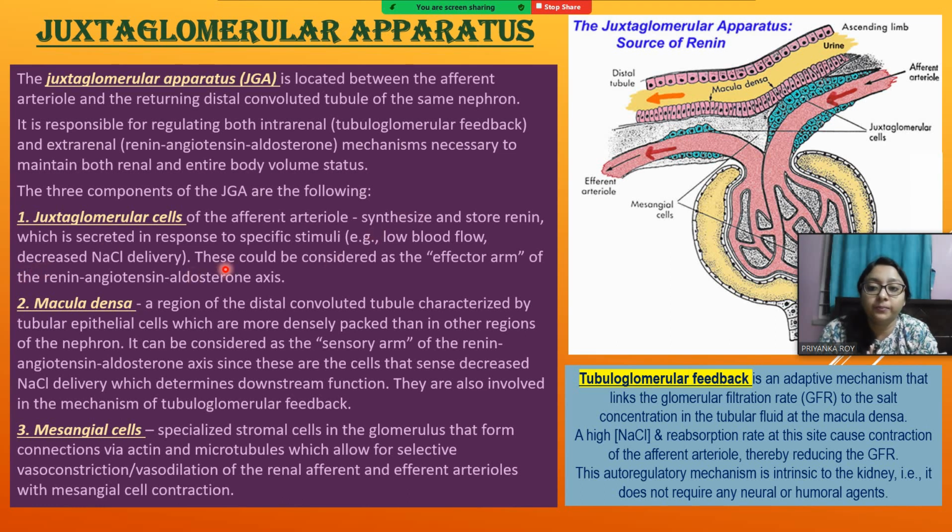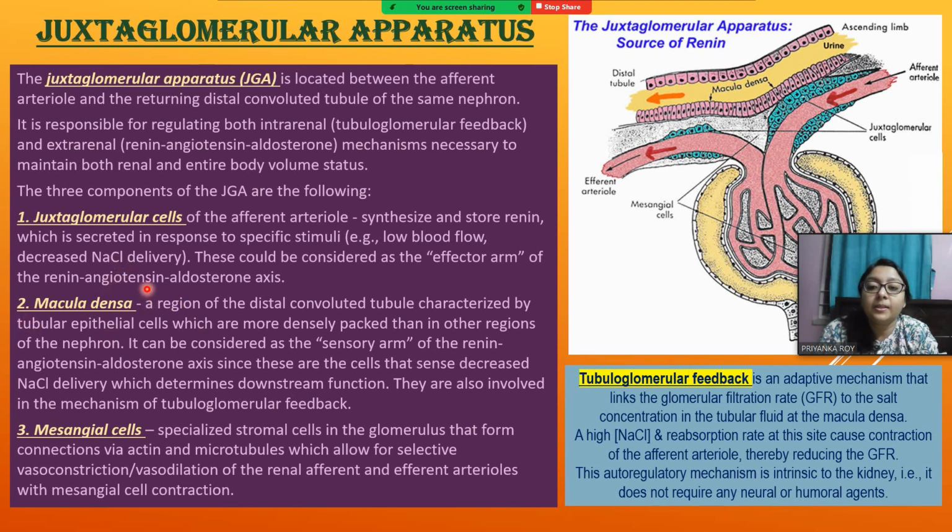So in response to specific stimuli like low blood flow or decreased sodium chloride, the juxtaglomerular cells are triggered to synthesize and store renin. Renin is an enzyme, and it is considered the effector arm of the renin-angiotensin-aldosterone axis. This is the extrarenal mechanism that I was talking about. This is a kind of axis that is happening over here. I will go into the details.